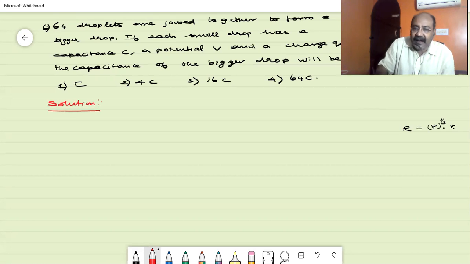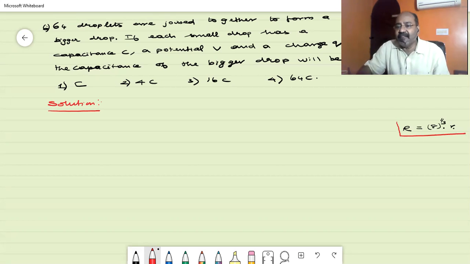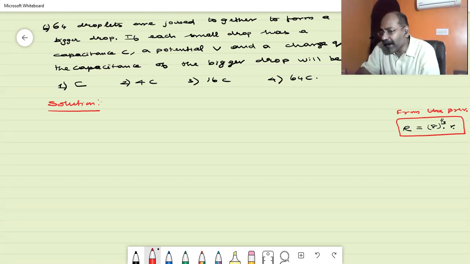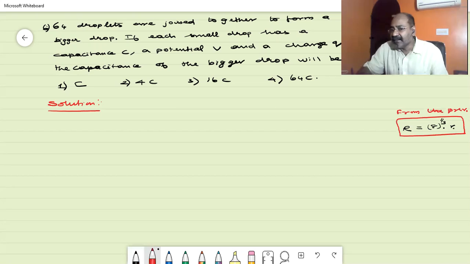Here I have written a concept. From the previous problem that I have dealt with, I have got an equation like this: the radius of the bigger drop is equal to the cube root of the number of droplets that I have taken, multiplied by r, where r means the radius of the small drop. I am going to use this because capital R, the radius, will correspond to the capacitance of the bigger drop.